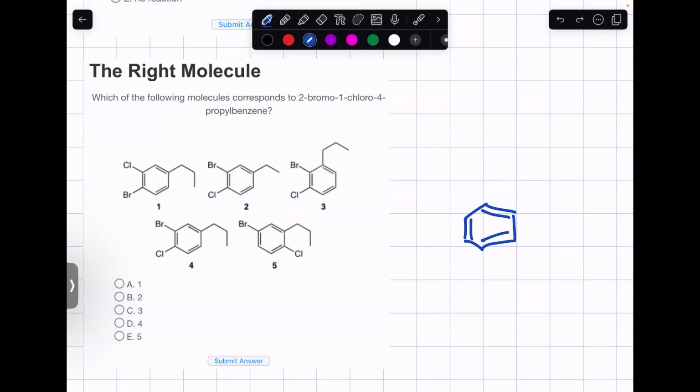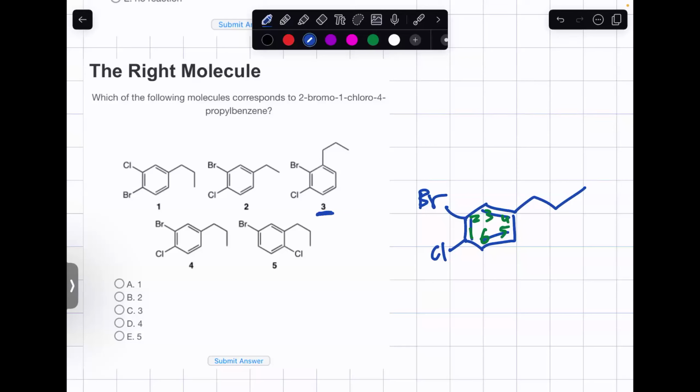Add a Cl anywhere, and then right next to it, add a Br. So that's the numbering: chloro is 1 and then bromo is 2. Then finish that, and for number 4, you add the propyl. So it's 3, and that's it.